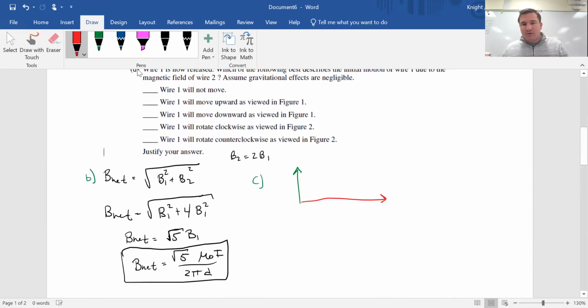It's twice as big. So this is B2. This is B1. We want to figure the angle to the horizontal. So we want to know, when we combine these two vectors, what's the angle to the horizontal? So I'm going to do a little vector addition. I'm going to move B1 over to the other side of B2. That means our net magnetic field we found was right here. This is B net.